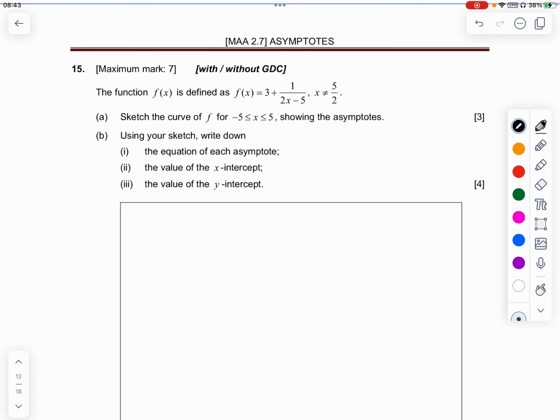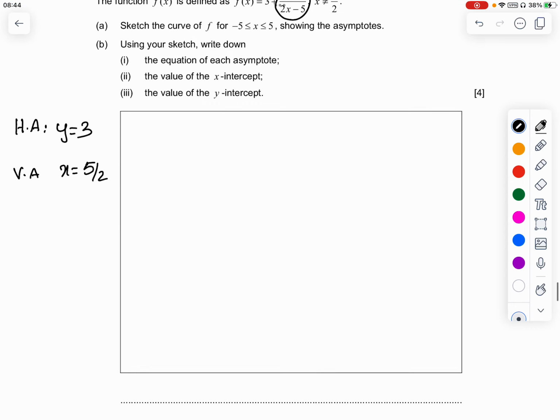Question number 15. F of x is given as 3 plus 1 upon 2x minus 5. Sketch the curve between minus 5 and plus 5. For sketching the curve, first I should know the horizontal asymptote. It's a bottom heavy expression, so y equals 0 plus 3, which becomes y equals 3. Vertical asymptote: denominator equals 0, so 2x minus 5 equals 0, meaning x equals 5 upon 2.